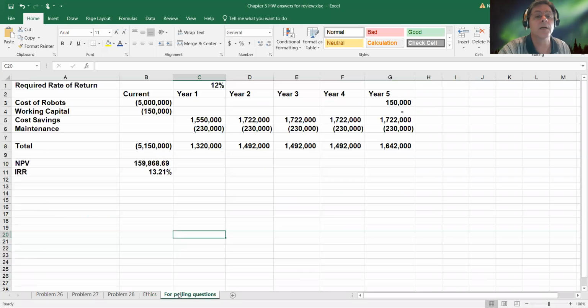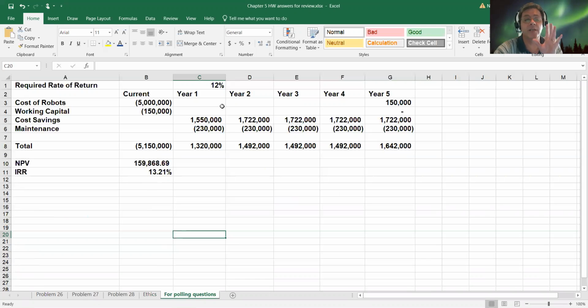So let's see, I want to go back to my spreadsheet. So what I want to do with this is just an example. It's not in your homework or anything like that. I just threw some numbers into it. It looks very similar to 28, just so that the format is familiar to you.